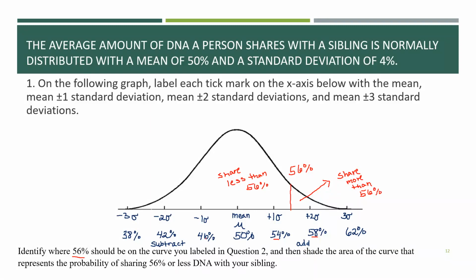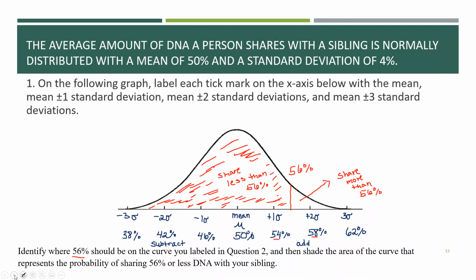And then it tells us here to shade the area of the curve that represents the probability of sharing 56% or less. So doing some shading here in this big section because that would represent 56% or less. So 56% is the line exactly, and then this shaded area is less than.